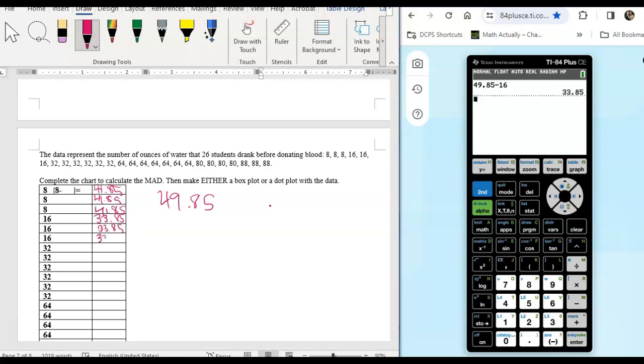33.85. Now, luckily, as we're adding this up, oh, I did not mean to erase that. These numbers are the same, so we don't have to keep calculating. I went too far. Sorry about that. All right, so this one, 32, is going to be 17.85.